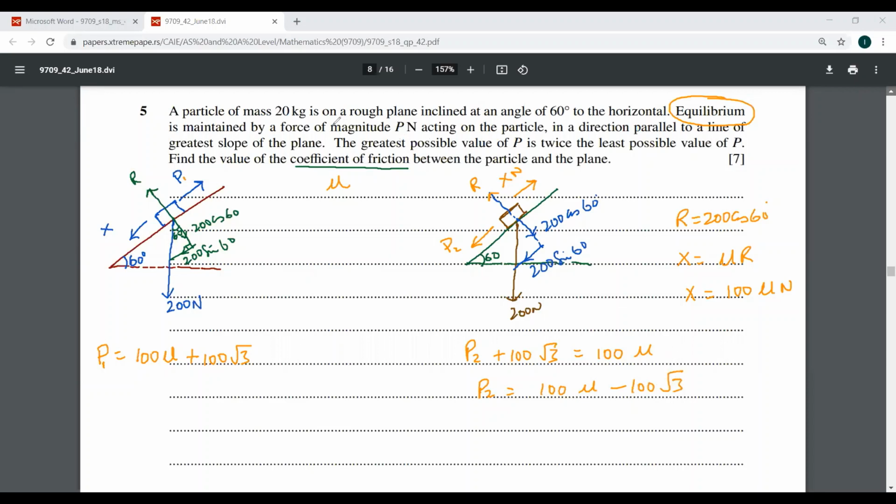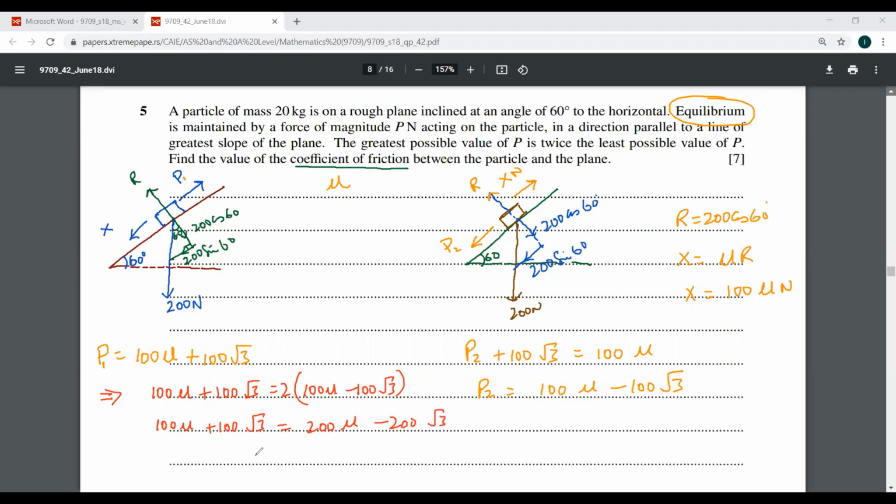Now, using this condition here, that the greatest P is twice the least P, can I say now that this 100 mu plus 100 under root 3 is twice this 100 mu minus 100 under root 3? So try to keep the figures in exact form as long as you can, okay? So this is 100 mu plus 100 under root 3, that is 200 mu minus 200 under root 3.